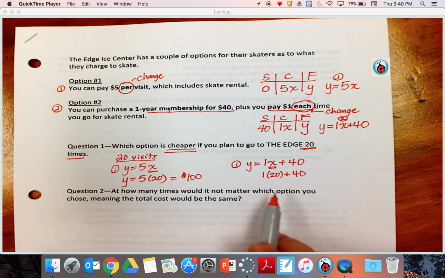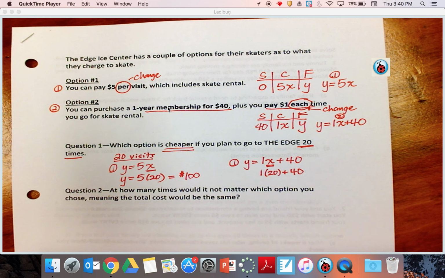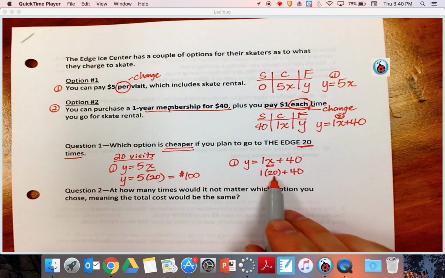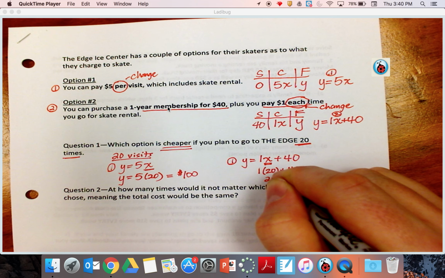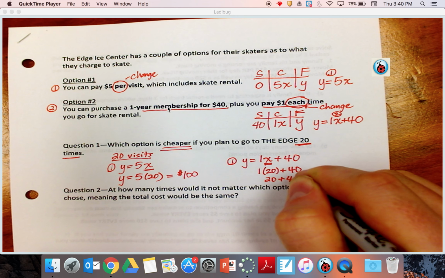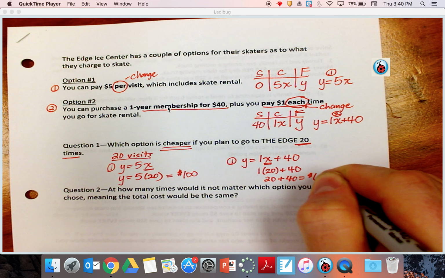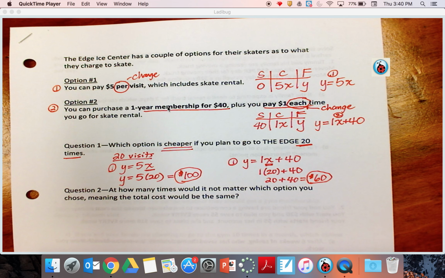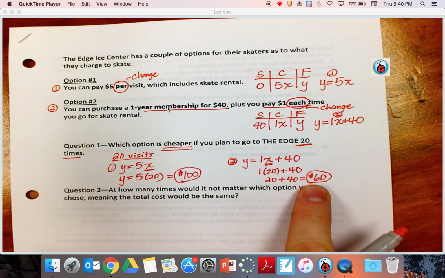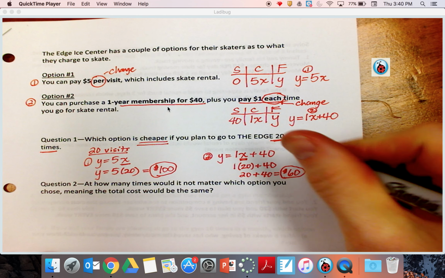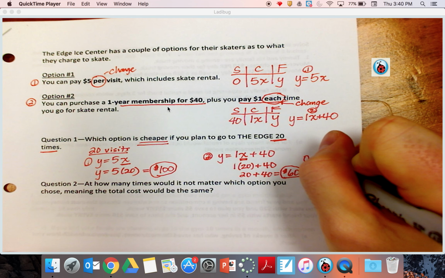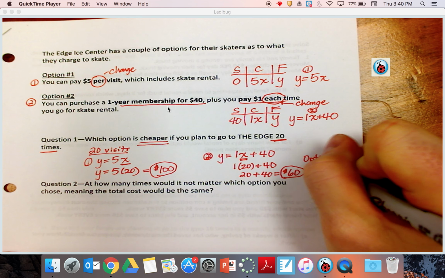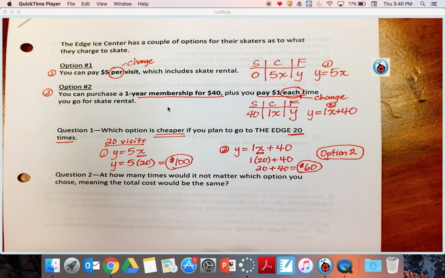Now I can solve this by doing my math. 1 times 20 is 20, plus 40 gives me $60. And I had $100 for the first option. So which option here is the cheapest? Well, obviously option 2 is the cheapest because it's only $60. So that would be my selection there.